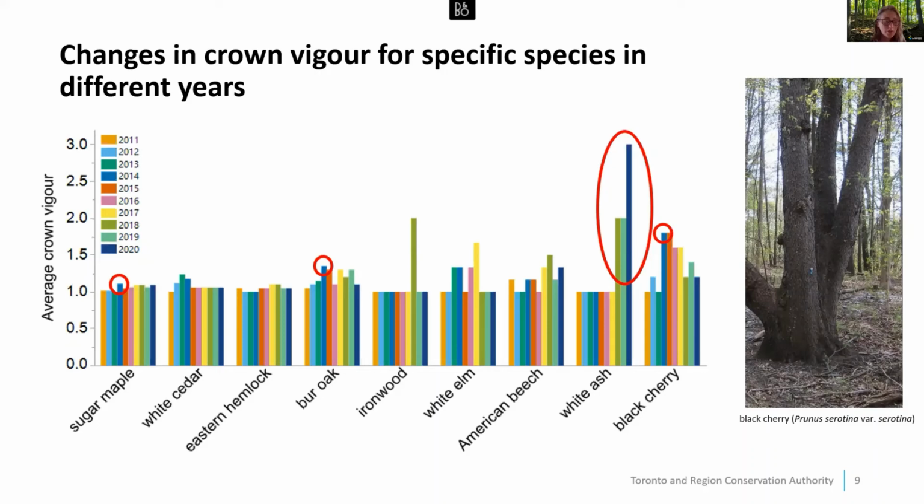So there was variation, but for several specific species highlighted here, like sugar maple, bur oak, and black cherry, there were declines in crown vigor in 2014 post ice storm, while for white ash, we saw declines in crown vigor that mostly started around 2018.